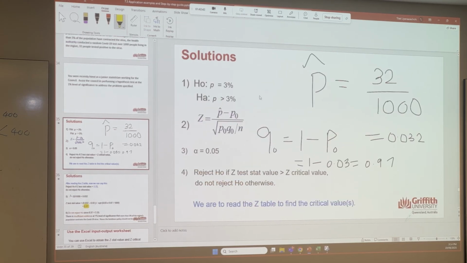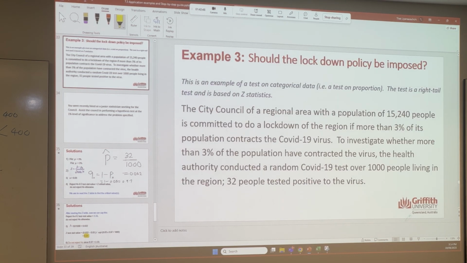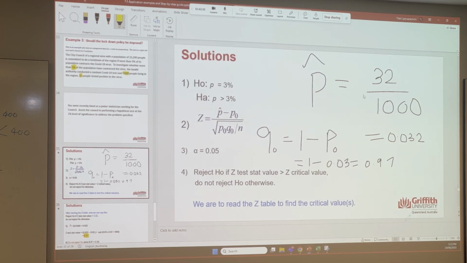Alright, so again, this is the question, right? So they go for a lockdown if more than 3% people got virus, and they got a sample, 1,000 people, they found 32 people COVID positive. And now you have to do the test. So from these numbers you can calculate. Can you calculate P hat? Yeah. You know 32 people got out of 1000, so the proportion is 0.32, right? So that is there.